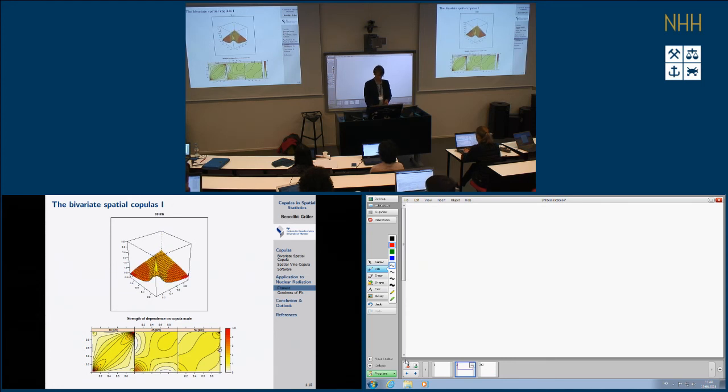And these are two other copulas at two other distance points. It's very different. The contours have very different structure, and this is what we would like to capture, how this structure of dependence changes with distance.